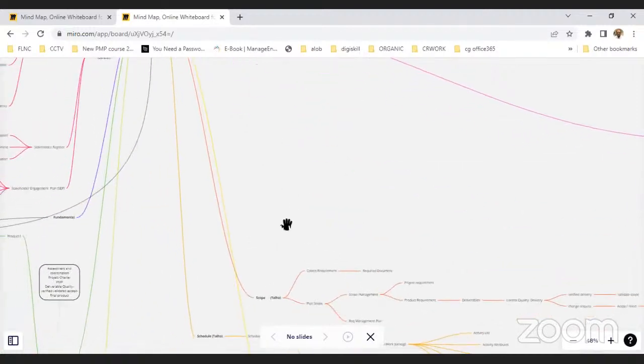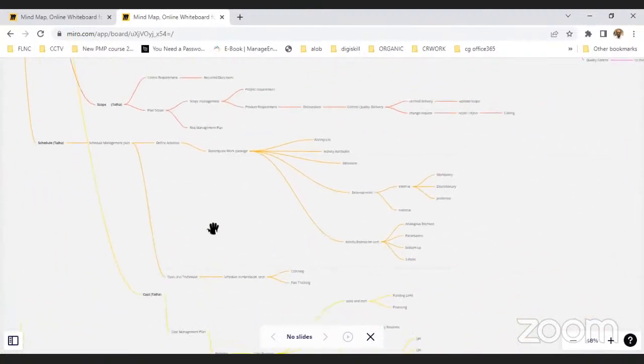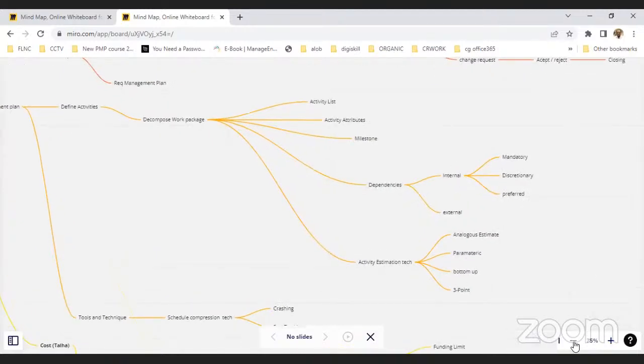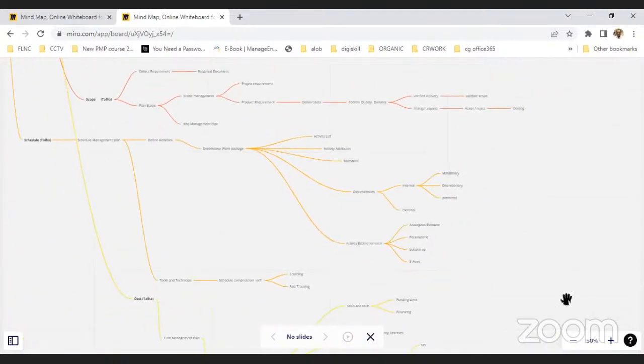Inside the scope, there is collect requirements and the requirements document. Inside that, there are two parts, plan scope. Plan scope has two parts, the scope management plan and the requirements management plan. In the scope management plan, we have two scopes, the project requirement and the product requirement. Inside the product requirement, we develop, control quality, deliver, verify the delivery, validate the scope, change request, accept and reject, and closing.